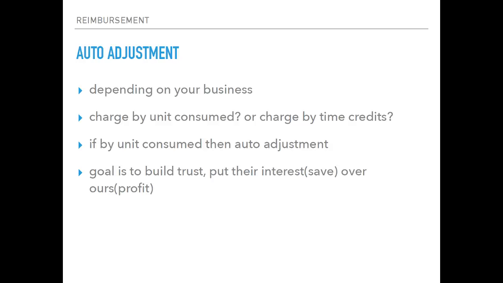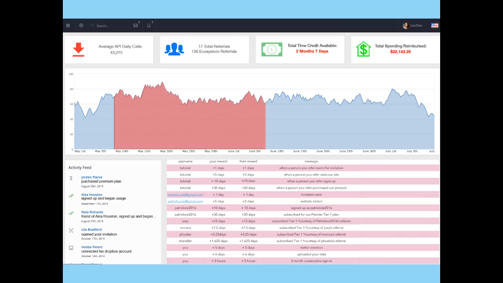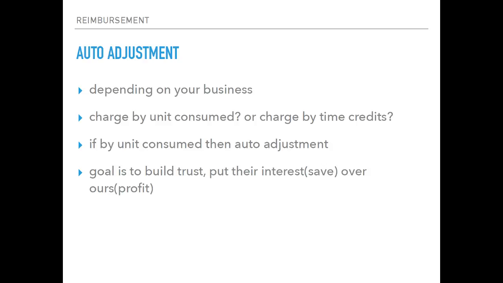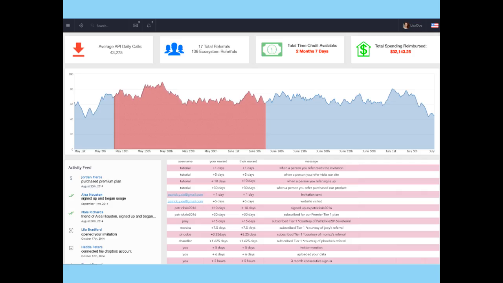And auto adjustment, this thing I showed you, depends on how your business is structured. Obviously, you cannot charge by time credits all the time. You have to look at how your business is structured, how it's a service, so that you can either charge by time credits, or you can adjust by units consumed. So if it's just time credits, you just keep going. There's no optimizing the usage.